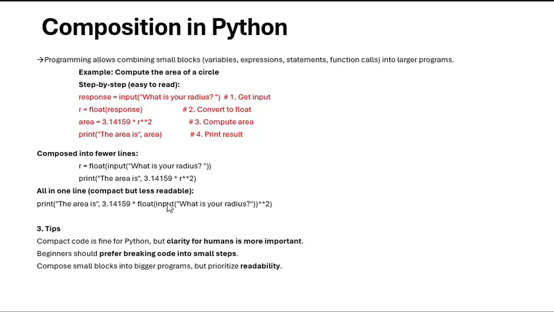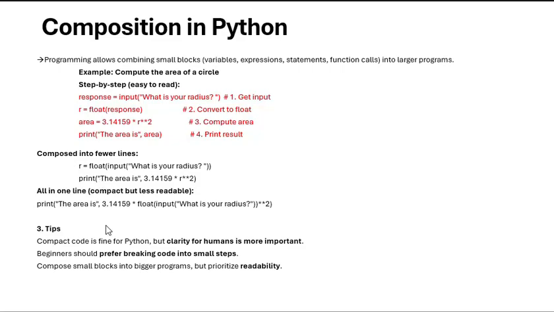All in one line, compact but less readable. Print "The area is", 3.142 into float of input, "What is your radius?", exponent 2. You can easily write it in one line, which means print will directly print the result. It will convert the input to float directly here. Got it? You can write it in one single line or two lines easily by composing it into fewer lines.